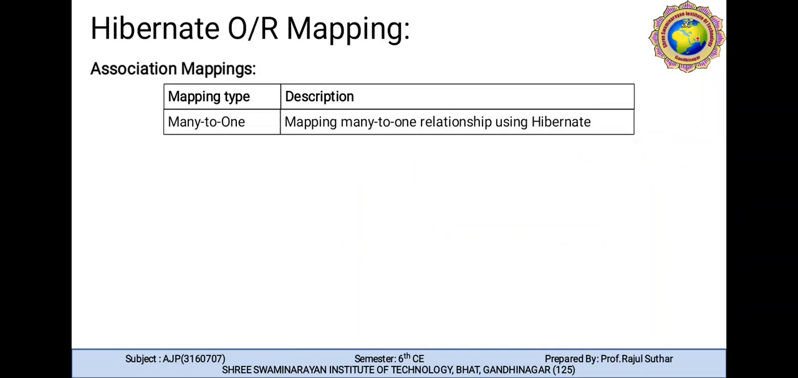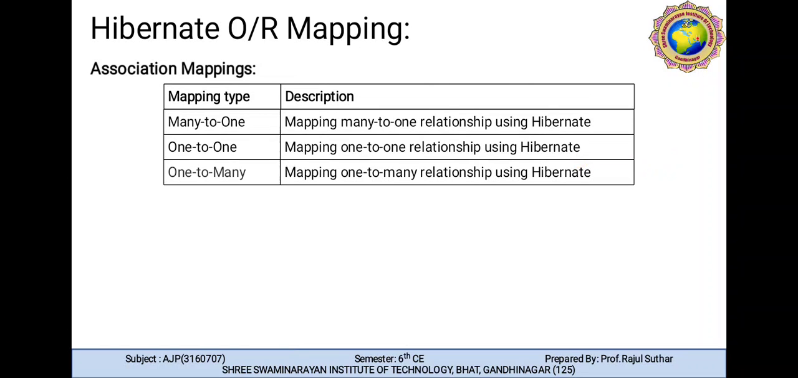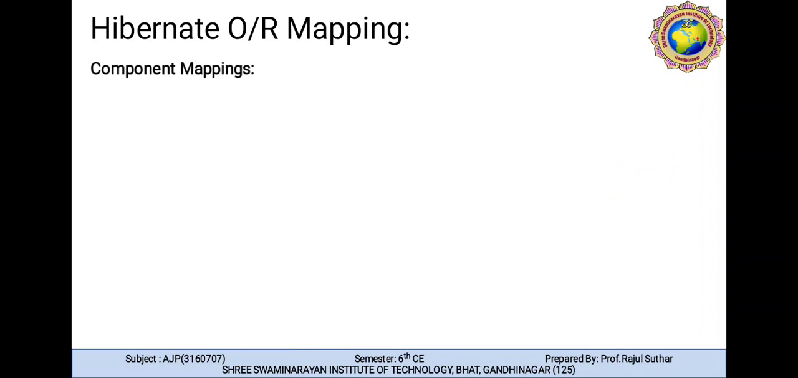So here, for association from object to Java class, many to many means mapping a many to many relationship using Hibernate. One to one means mapping a one to one relationship using Hibernate. One to many means mapping a one to many relationship using Hibernate, as well as many to many means mapping a many to many relationship using Hibernate.